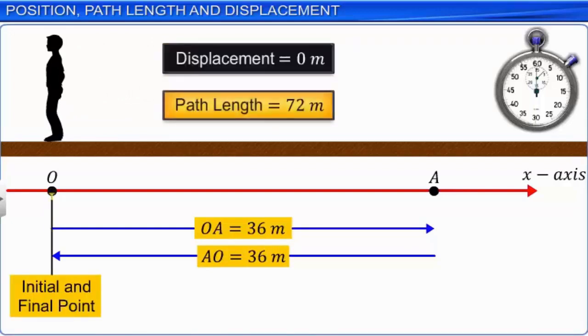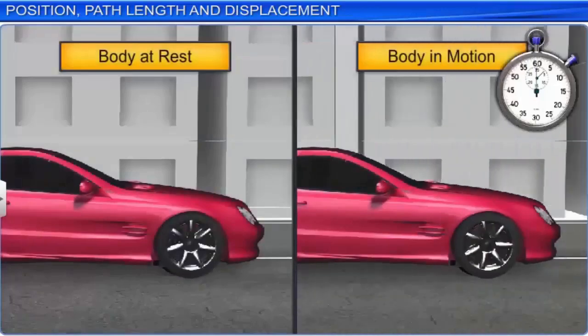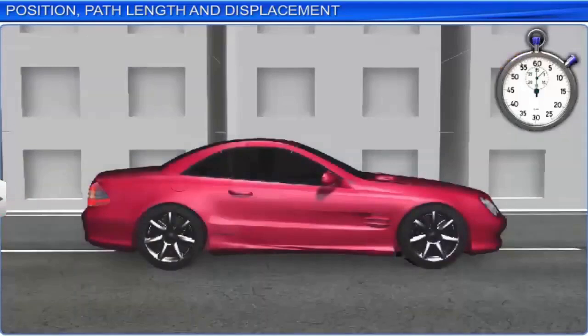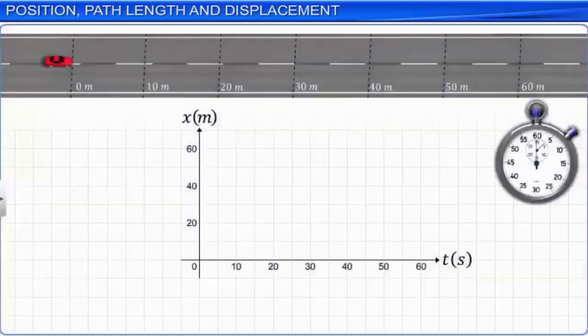Let us observe some types of motion and the corresponding graphical representation. Case 1. When an object is stationary, its position does not change with time. A car is stationary, say, at a point 40 meters from the origin. The graph will be a horizontal line passing through the 40 meter mark on the y-axis. Case 2. If the car starts at point 0 and covers equal distances in equal intervals of time along a straight line, the graph will be an inclined line.